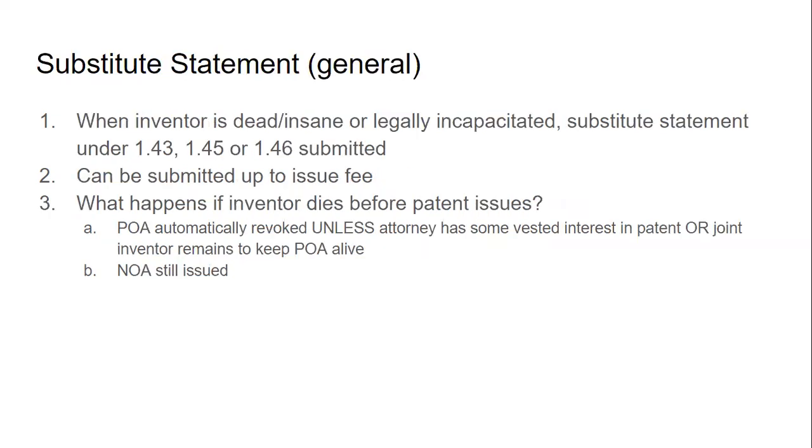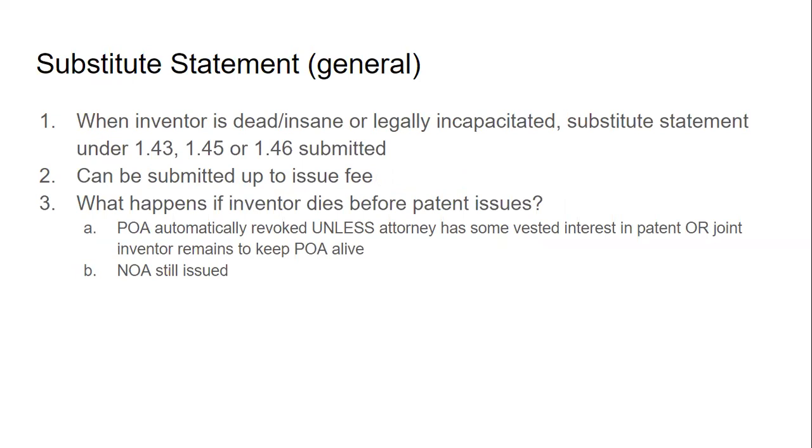So for the substitute statement, this kind of goes along with this chapter. When the inventor is dead or insane or legally incapacitated, a substitute statement is submitted under those three rules, 1.43, 1.45, and 1.46. And so this substitute statement can be submitted up to the issue fee. And that's the same with the oath or declaration, right? So you can submit that up to the issue fee now.